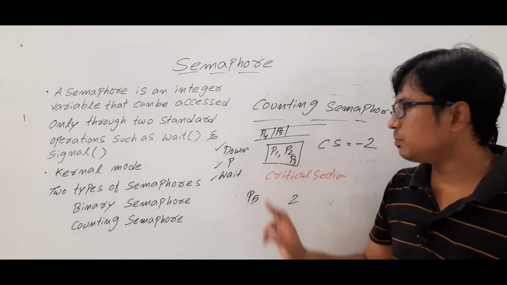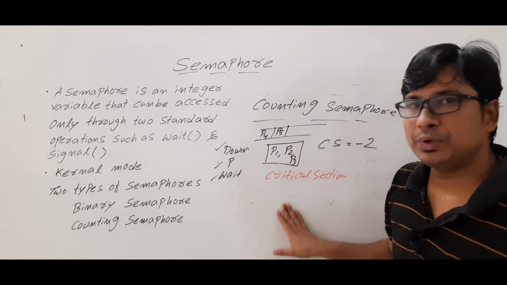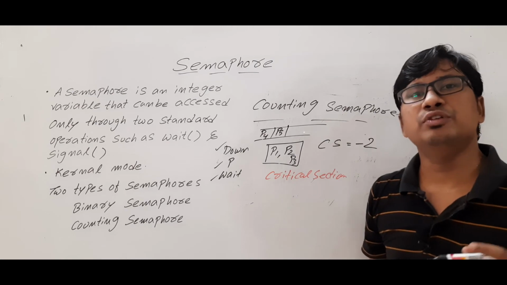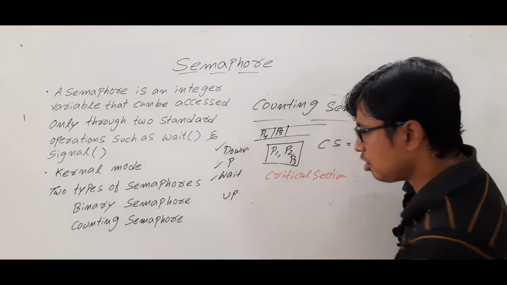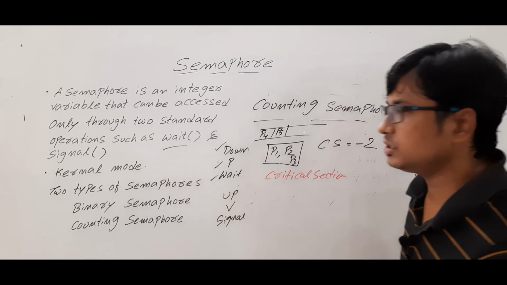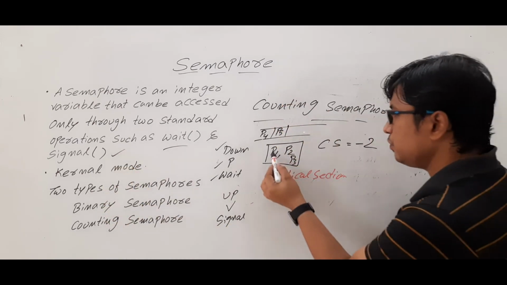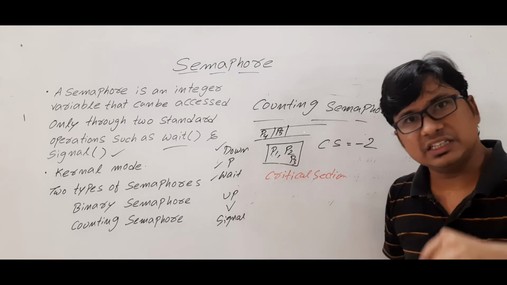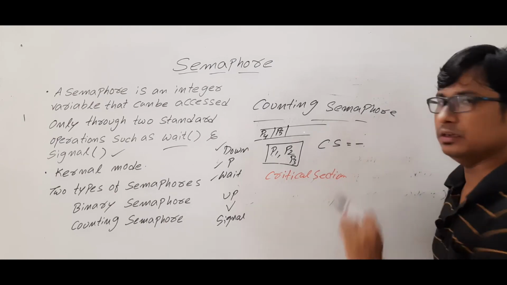So now let's take that process P1 has completed its task. Then what will it do? When process P1 completes its task, it will increment the counting semaphore value by 1. That operation we call the up operation or V operation or signal. Is it clear? That's why we use the terminology wait and signal. Each critical section has an enter section and an exit section. So in the exit section, it will increment the counting semaphore value.